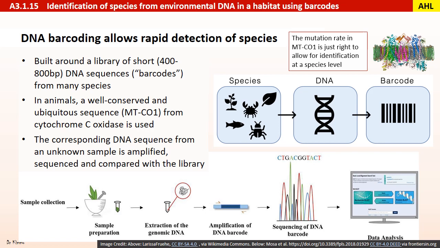One advantage with this method is that you can use it in environmental samples. Basically, you can take a sample from a pond, for example, and get amplified DNA sequences from several different species at once. And comparing with the library, you can then have a list of species which are present in the water. So it's not just one species at a time, but you can actually detect several species in one go.